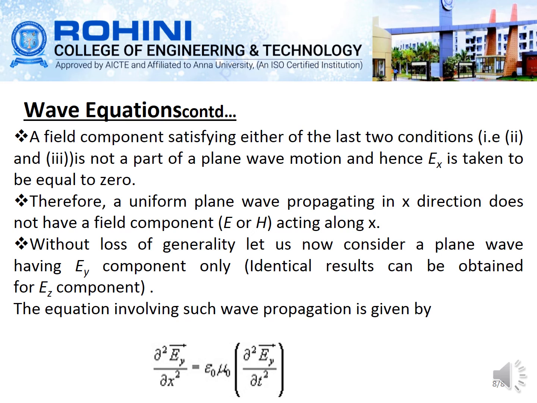Since we are taking the Cartesian coordinate system, the wave is propagating in the x direction. Without any loss of generality, we can write the components as Ey and Hz. So identical results are obtained for the z component. This equation becomes dou square Ey divided by dou x square is equal to epsilon naught into mu naught of dou square Ey by dou t square.